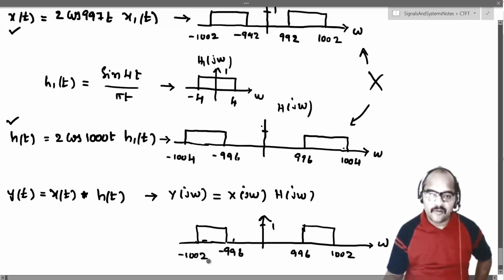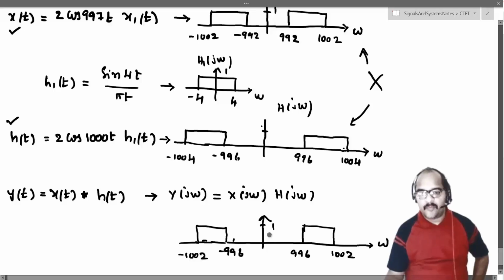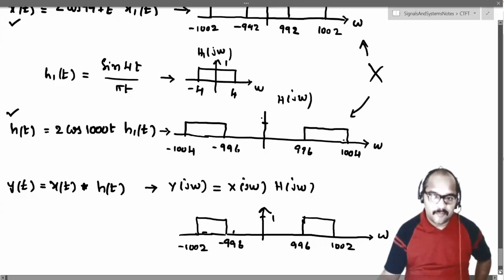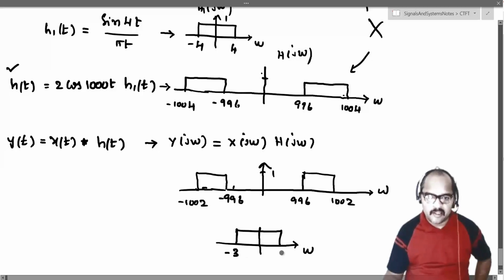What happens to the amplitude? It remains the same. But if you look at Y of j omega, what is this? This is a rectangular function of width how much? Of width 6, shifted to the left and right by how many units? Let me call that Y1 of j omega, which is a rectangle. The width is 6, and hence we can take the actual rectangle from minus 3 to plus 3.